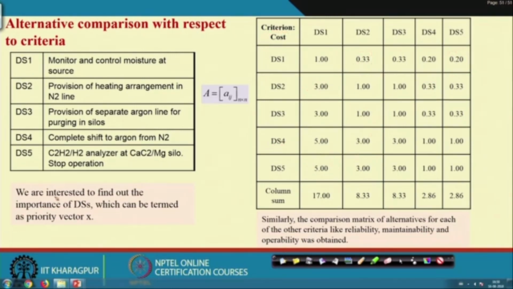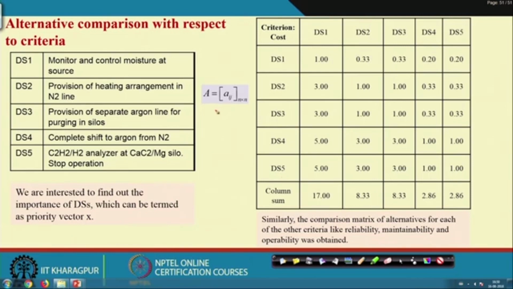So, then what we are saying is that we are interested to find out the importance of the DS, which can be termed as the priority vector x. Now, what will be our job? With reference to cost, what is the priority vector for the 5 design solutions? Here they are alternatives. That is basically our job. We want to find out x, which is a priority vector that tells how, in terms of cost, DS1 to DS5 are prioritized. Some scores you will get.